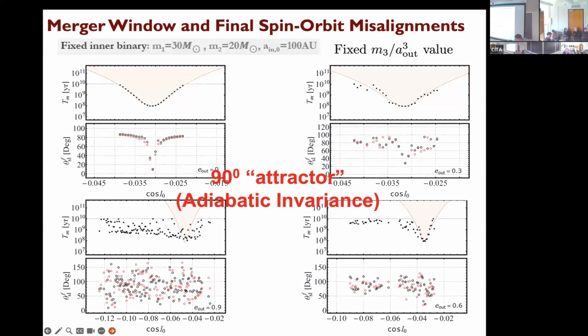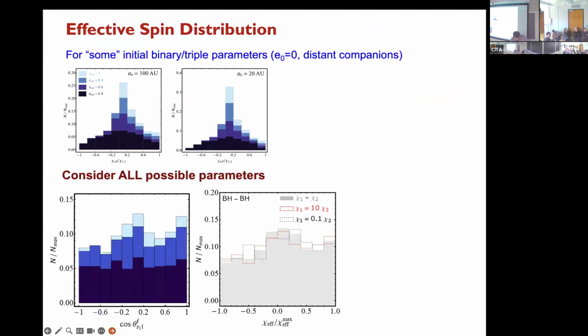And the evolution here is being calculated using secular equations. This is all secular equation, coupled with spin. Depending on the parameters of the triple systems, you can get a broad distribution of the final spin-orbit angle. There's a slight peak around 90 degrees. That 90-degree peak is due to that attractor.